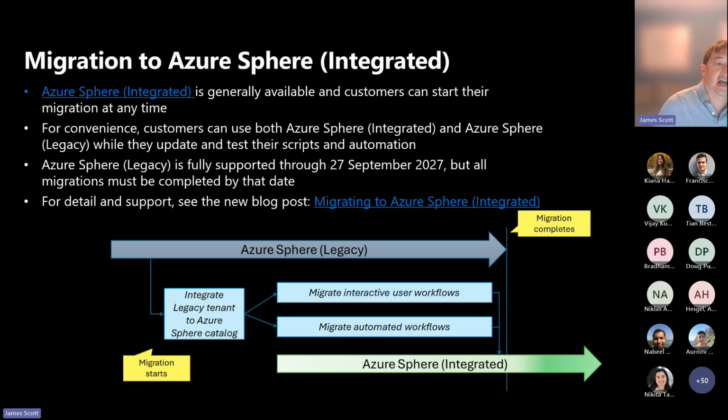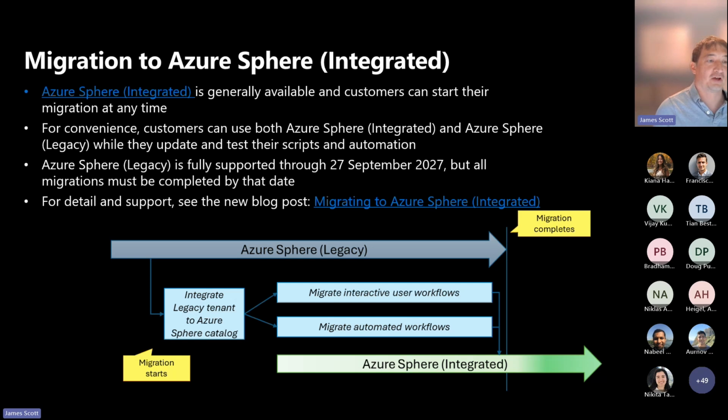So the migration to Azure Sphere Integrated became generally available, I think, in March. So customers can migrate easily anytime. For convenience, we've designed it so there's no one-time migration here. You turn on Azure Sphere Integrated access to your existing tenant, and then you can take your time to migrate over both your interactive user workflows and your automated workflows to Integrated, and then at some point turn off legacy access.